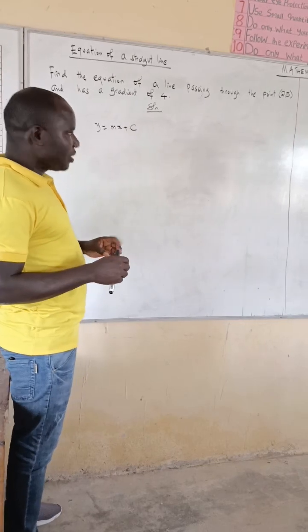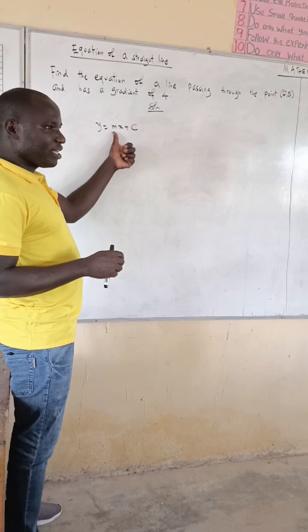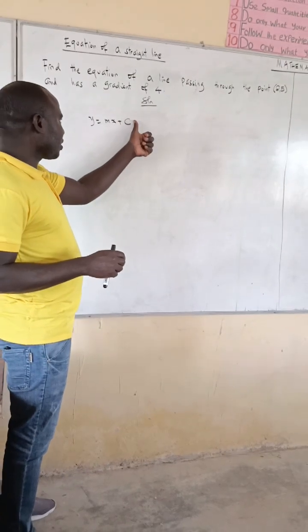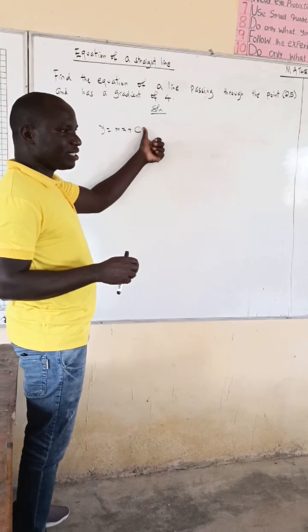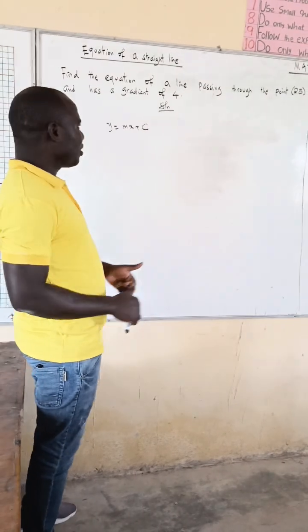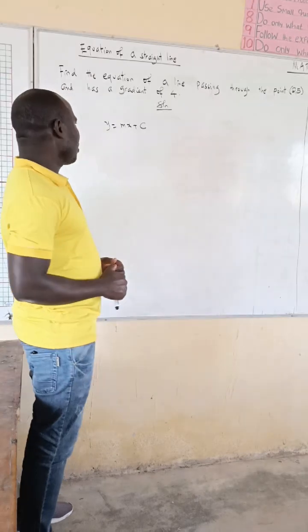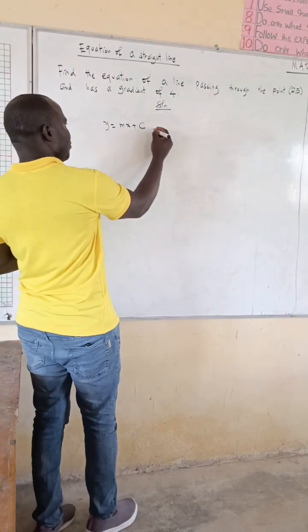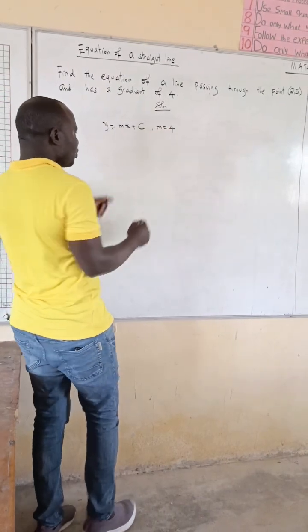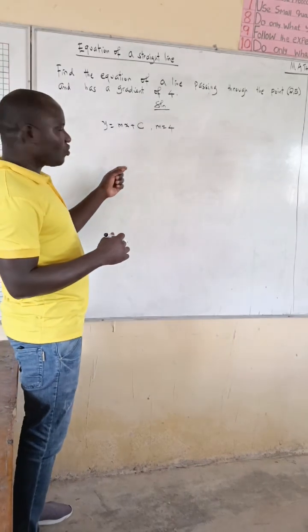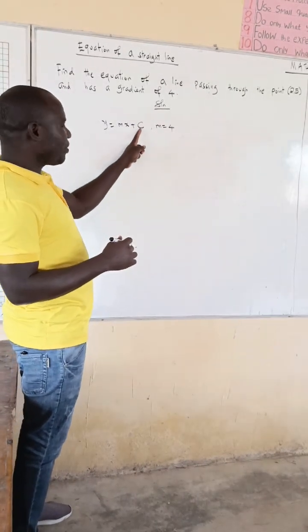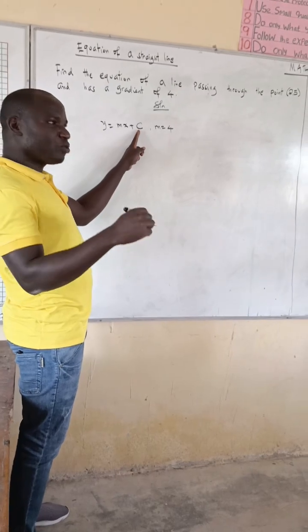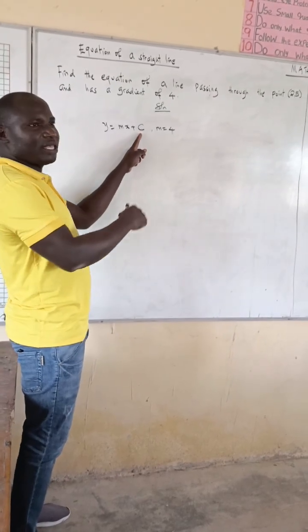So if we have the value of the gradient and the value of the y-intercept, that is c, then we are good to go. That is to mean we already have the equation of the straight line. Here already we are given the gradient, that is m. So what we don't have at the moment for us to have the equation of this line fully is the y-intercept. So our question should be, how then do we get the y-intercept?